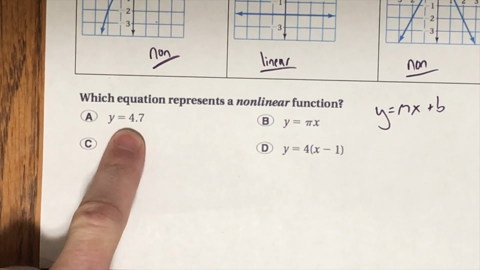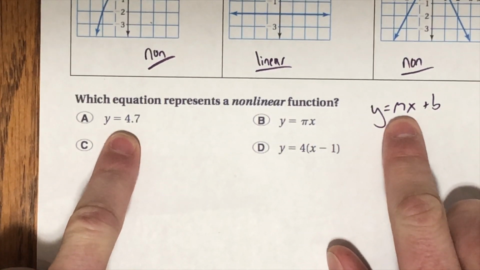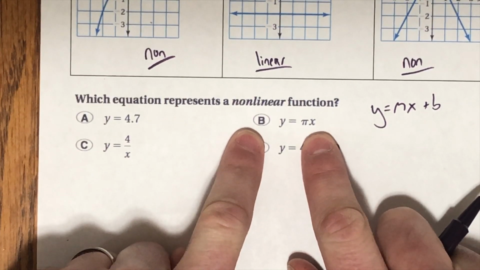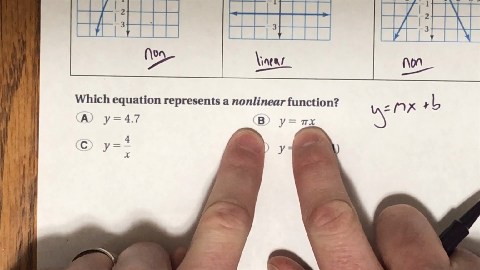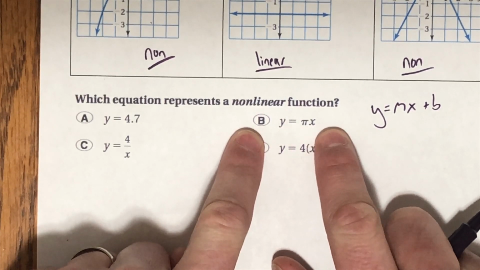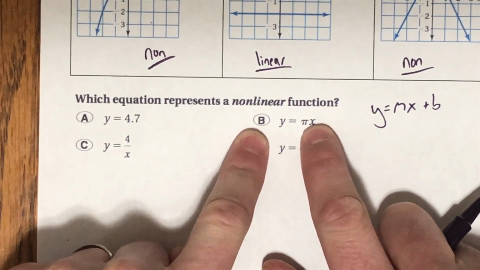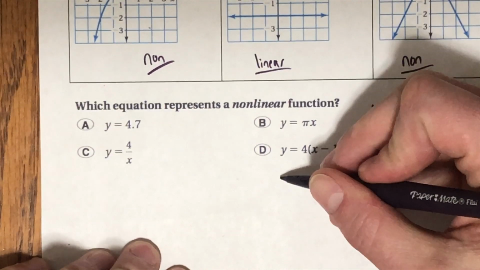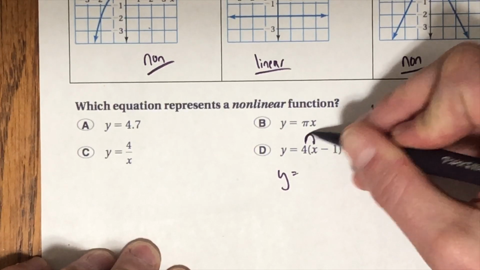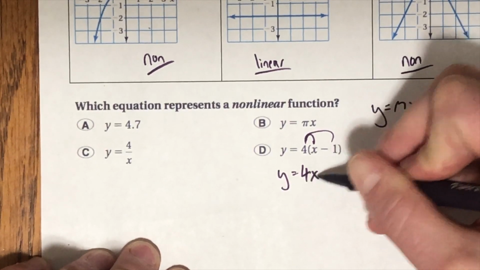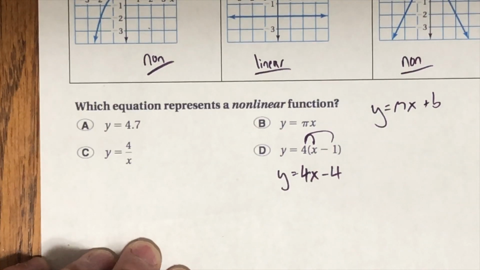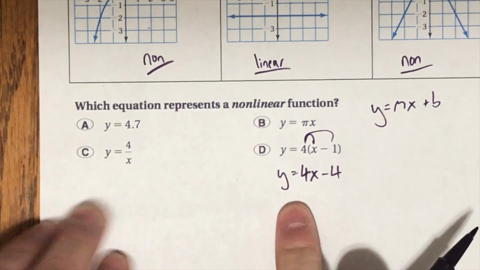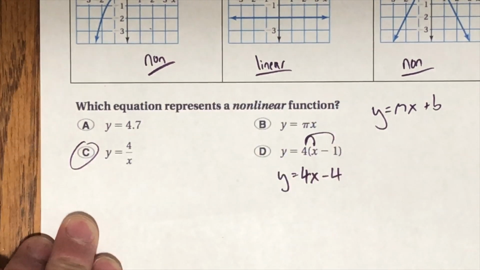This one, the slope would be 0, but the y-intercept is 4.7. That's a line. In this one, you have a slope, or an m, of pi, and you have a y-intercept of 0, so this is still linear, y equals mx plus b. And then this one here, I could rewrite this if I distribute here. This is the same thing as 4x minus 4. Slope of 4, y-intercept of -4. So a, b, and d are all linear, but c is nonlinear.